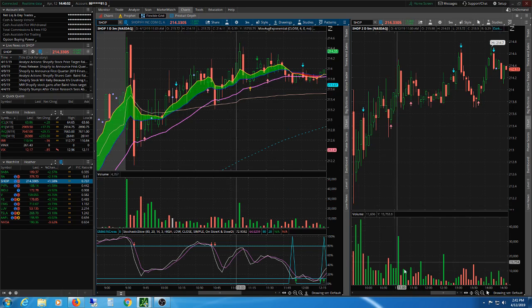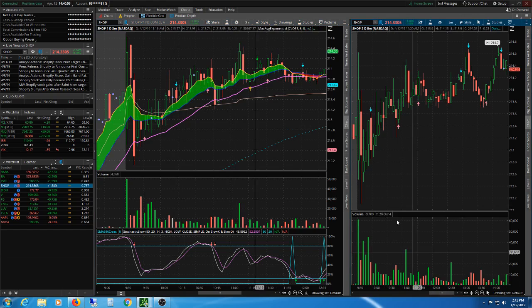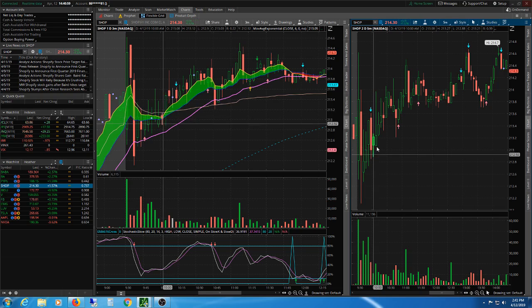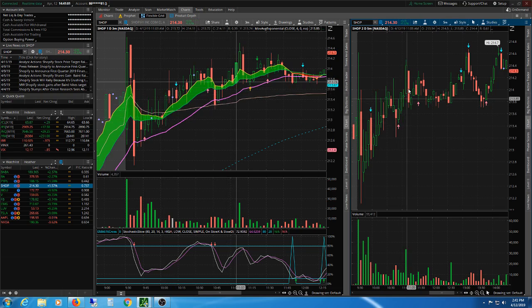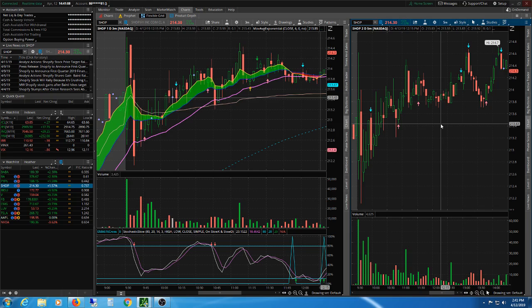On the 5-minute chart, bearish engulfing here, wouldn't have worked. Bullish engulfing here, that would have worked out. And we're past 11 o'clock there. Baidu.